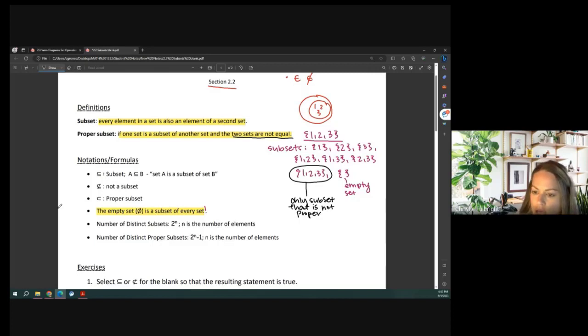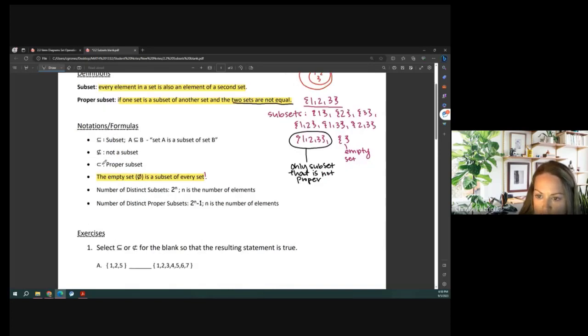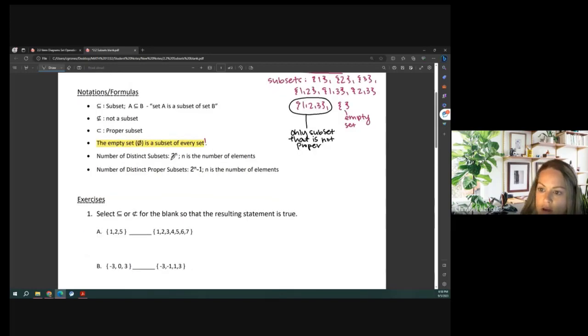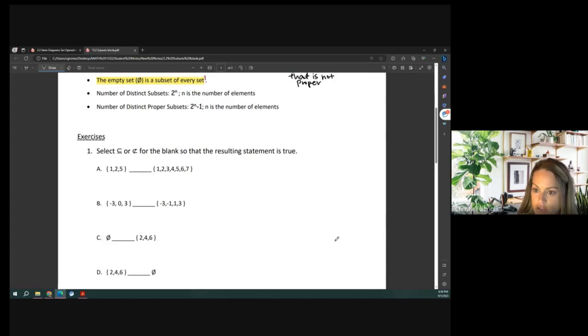All right. We have some notations over here. We have this elongated C with the line under it means that it is a subset. That notation with a slash through it means it's not a subset. And then a proper subset is just that elongated C with no line underneath. And then we have some formulas to calculate the number of subsets and then the number of proper subsets. So let's go ahead and look at our exercises.